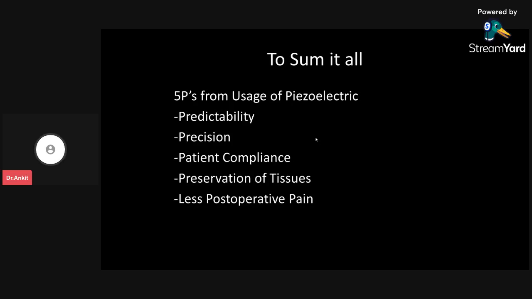By its own nature it does not cut soft tissue, and as a result a lot of tissue is preserved. And lastly, I would say the post-operative pain is very less. So in such cases, you can see the usage of Piezotome is very much required.